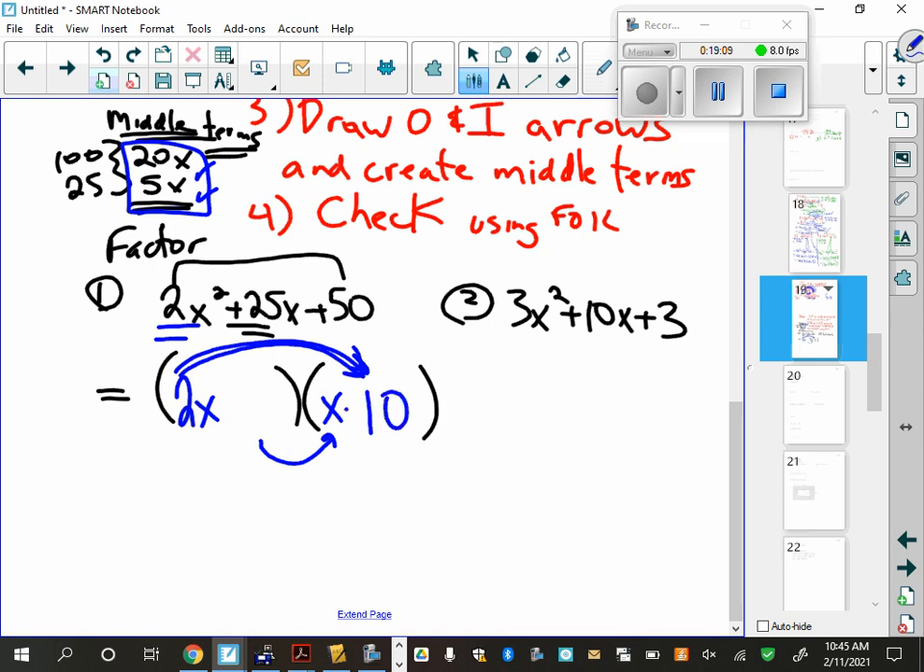Remember, arrows mean multiply. And that will give us our 20x, right? 2x times 10 is 20x. So now I need a 5x. x times what equals 5x? Plus 5. Now check it. 2x squared, 20x plus 5x is 25x. What? Done already? Look at all this free time I have to watch WandaVision.